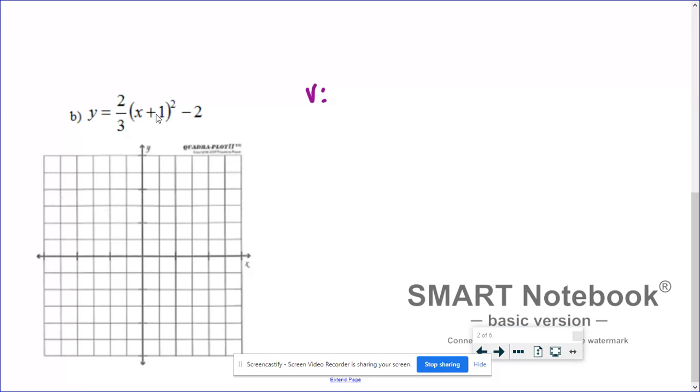notice how it's plus 1 there. That means the x-coordinate is negative. And then the y-coordinate is based off that minus 2. So I've got left 1, down 2, for my vertex. My axis of symmetry is going to be x equals -1. Now I just need to pick a couple other points.